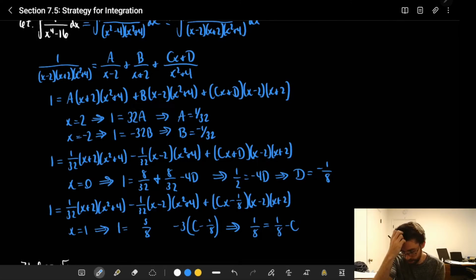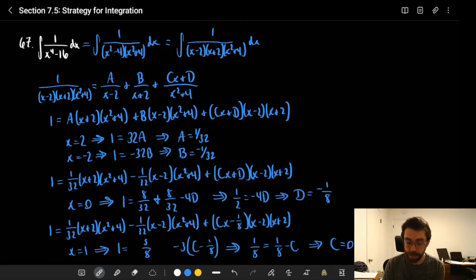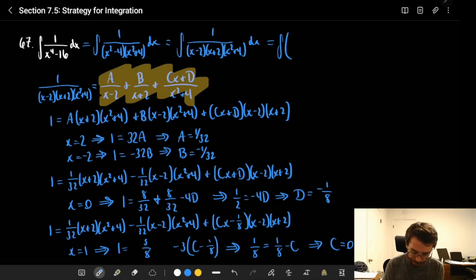Oh, does C just end up being 0 then? That would be nice. I'm going to check this, because this is absurd. One sec. Astonishingly, all that work is correct. So this integral turns out to be, plugging everything we know in here, A is 1 over 32, B is negative 1 over 32, C is 0, so Cx just doesn't come up, and then D is negative an eighth.